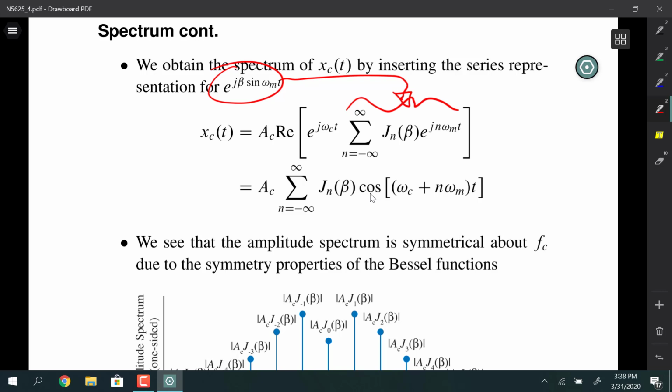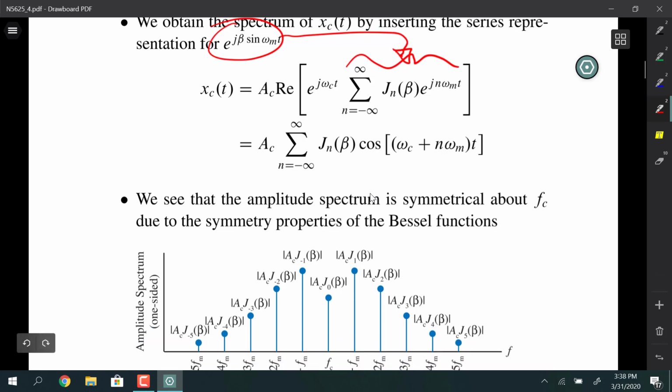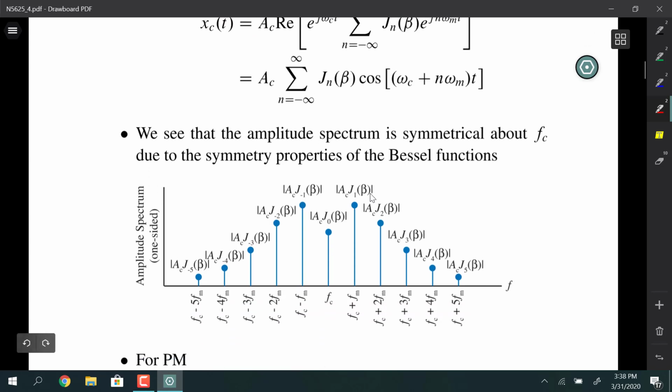So now we're going to get a sum of spectral lines, and this is kind of indicative of the single-sided line spectrum, where you just focus on what are the spectral lines on the positive frequency side, and you don't think about splitting everything in half like you would if you're doing a two-sided spectrum. So here, as n runs from minus to plus infinity, it's giving you spectral lines that continue to expand outward from either side of the carrier frequency Fc. So this is what the spectrum looks like.